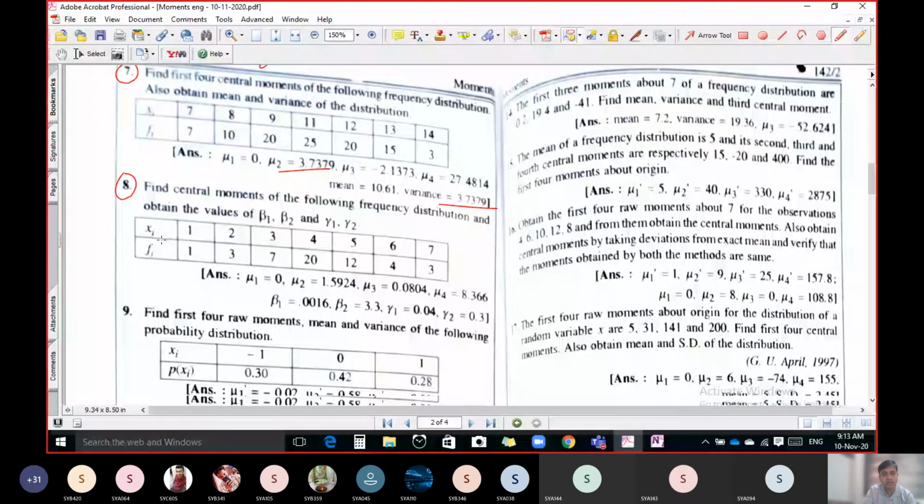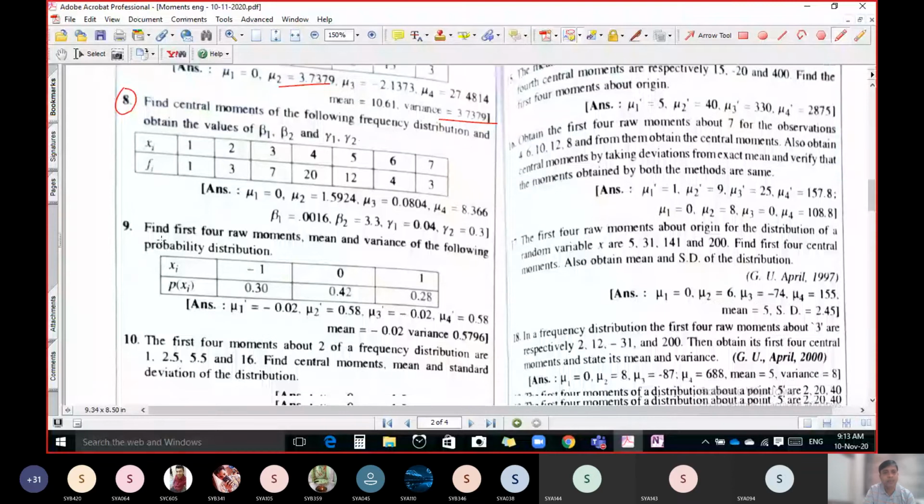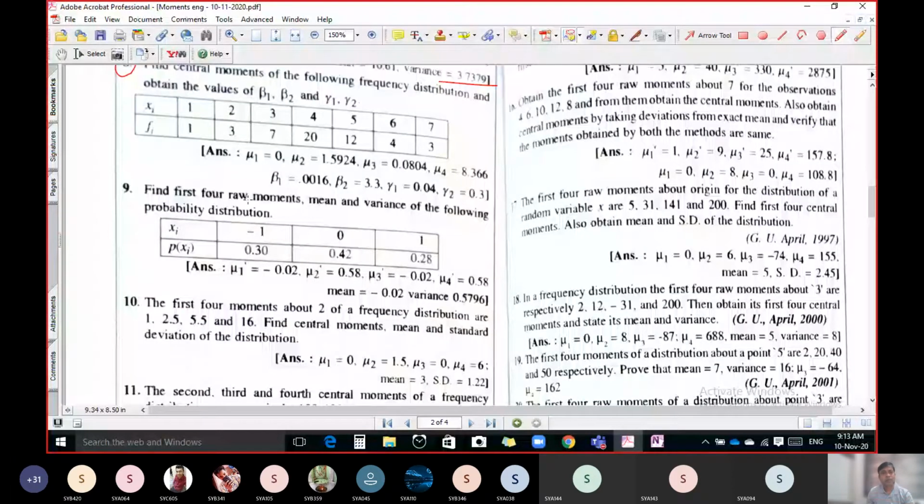Now see question number 9. Find first 4 raw moments, mean and variance for the following probability distribution. Whether it is a frequency distribution or probability distribution, it is the same thing. But here we have to find raw moments. If nothing is given, a raw moment is always about some value, and we have to assume 0. So raw moments about 0 we have to find in this question. Let us do question number 9.